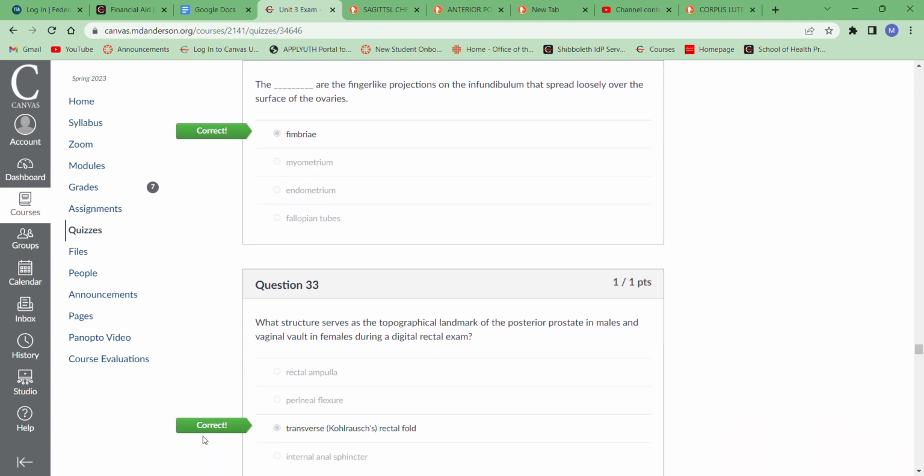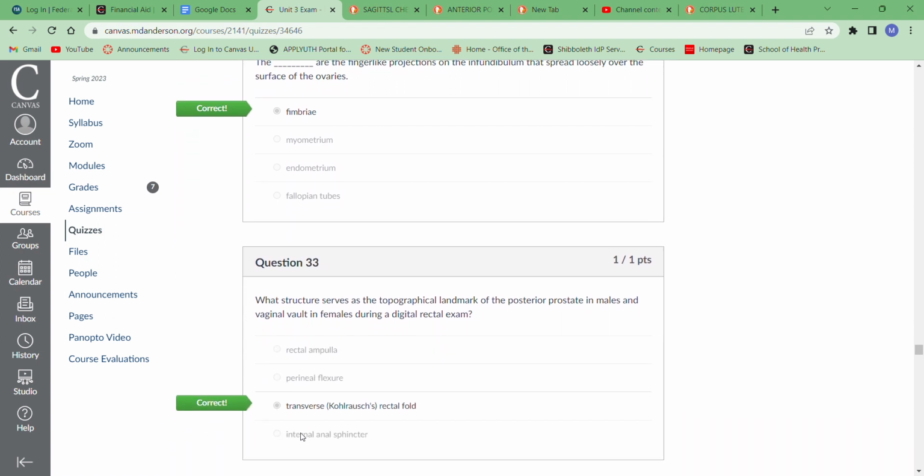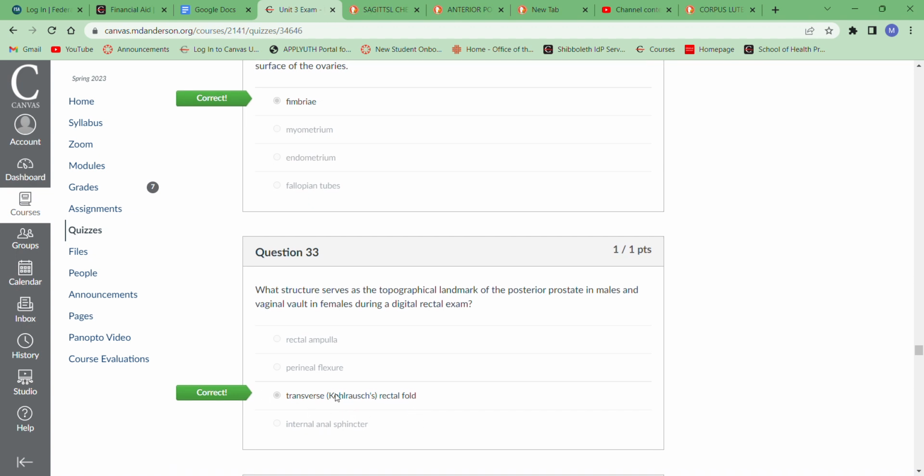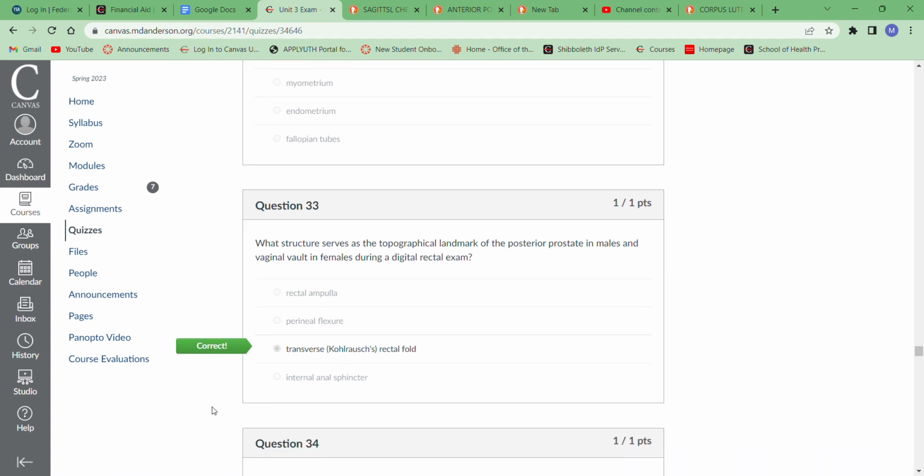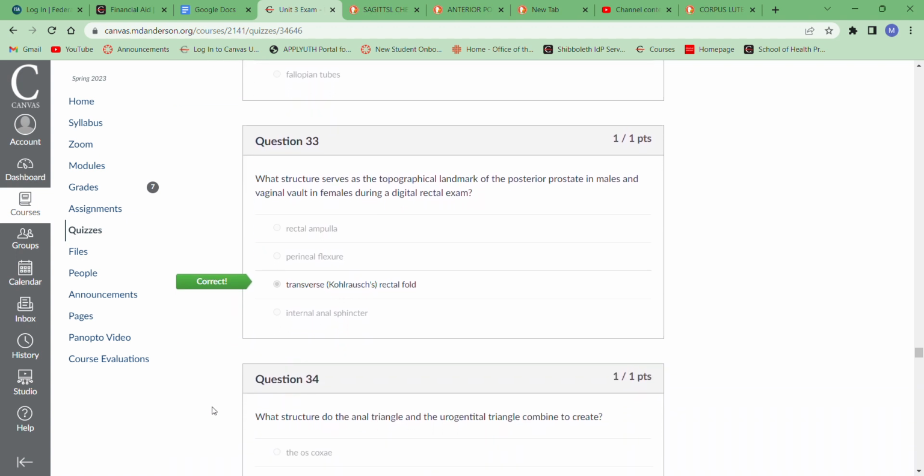What structure serves as a topographic landmark of a posterior prostate in males and vaginal vault in females? I don't know. But it is the transverse Kohlrausch's rectal fold. I guessed that one correctly because when I was looking through the textbook, I saw that this rectal fold was labeled. It's not the first rectal fold, but it's the second rectal fold inside of the rectum. And I just wondered why that's there. So that's how I guessed that one right.